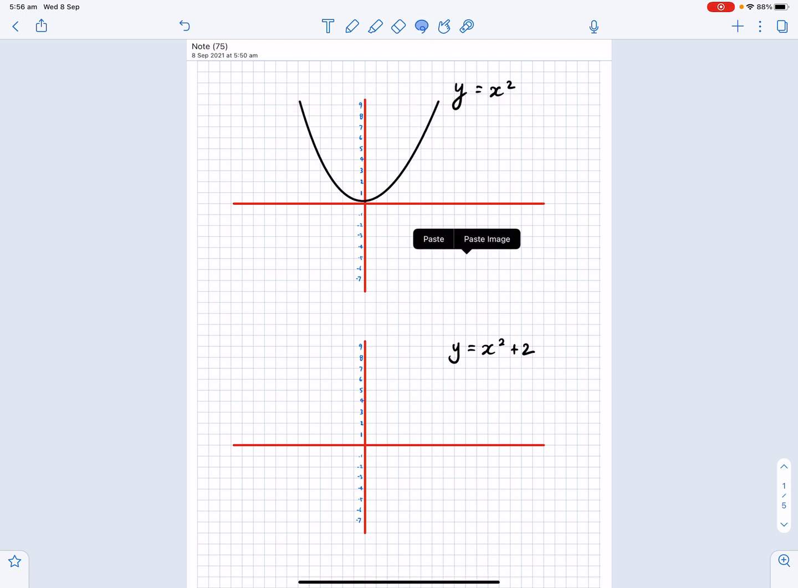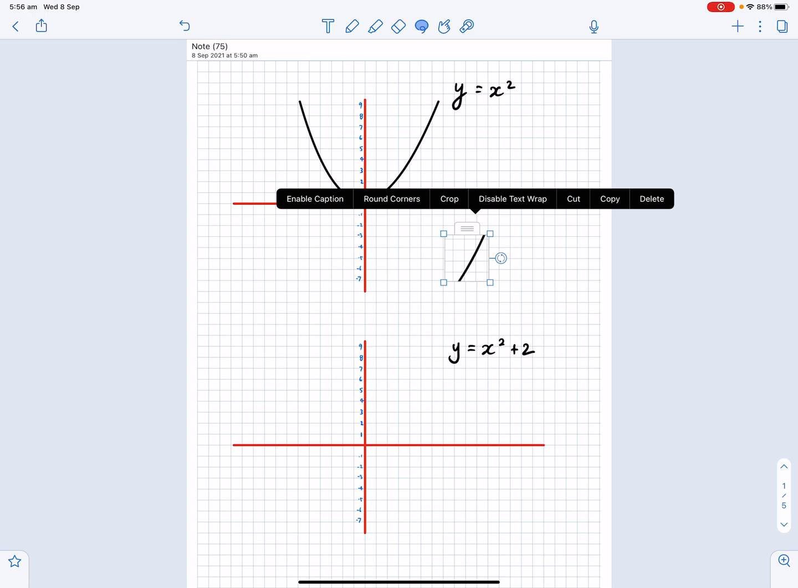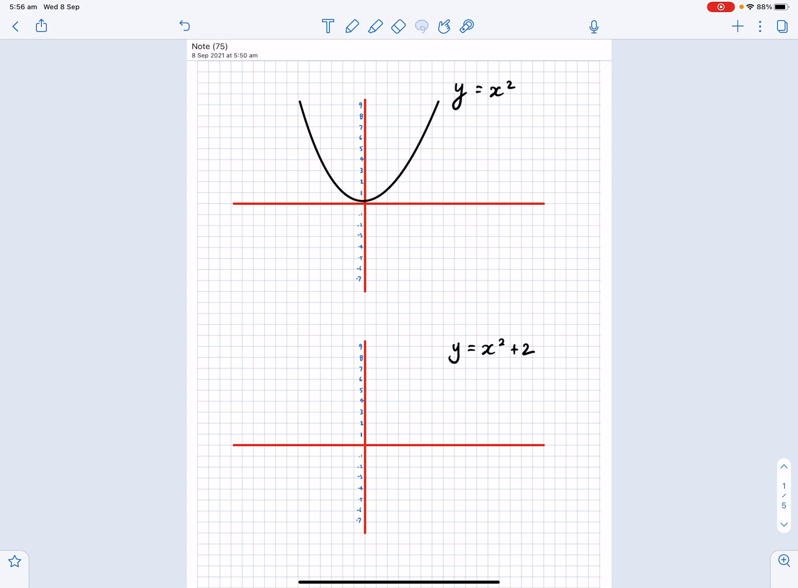Oops. We don't want to copy the line. So no. Okay. Hang on, let me just have a look at this. Okay, that's okay, I'll just redraw it.